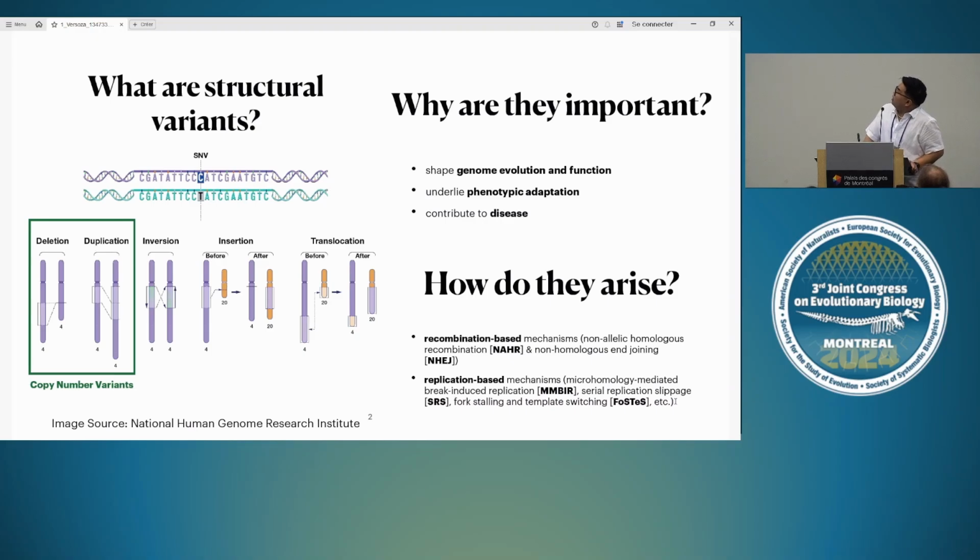These structural variants are very important because they shape genome evolution and function. They are involved in phenotypic adaptation, and they contribute to disease. They arise through a combination of different processes, but the main two are recombination-based mechanisms and replication-based mechanisms.